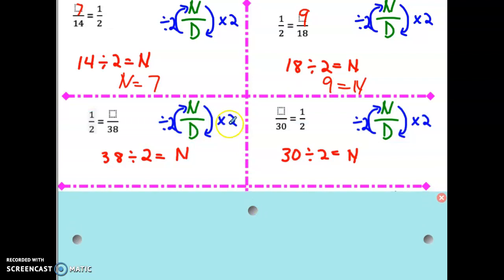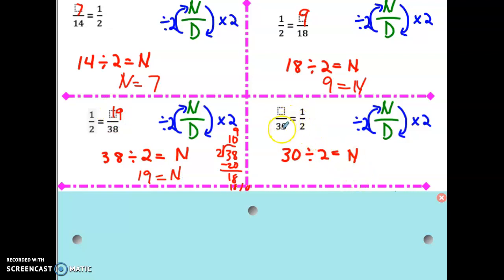For the next one, 1/2 is how many 38ths? Now this one gets a little bit more complicated. You might have to do 38 divided by 2. You could make 10 groups. That's 20. You've got 18 left. That's 9 more groups. That's exactly 18. So we know that 19 would be our numerator. So 19/38ths is the same as a half.